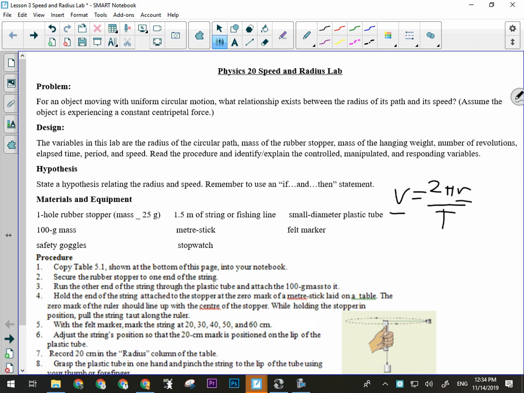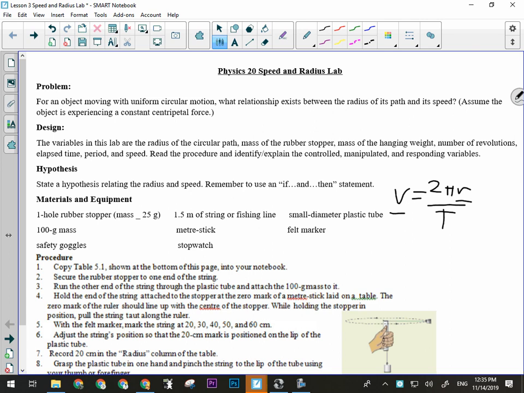What we're going to be doing is testing how fast an object moves based on how big the circle is. As the circle gets bigger, what happens to the speed of the object? That's what we're going to investigate. So we'll be taking different radii. Our first one might be 20 centimeters, and then 30, 40, 50, 60, and so on, and we'll be whirling them around and around in a circle.